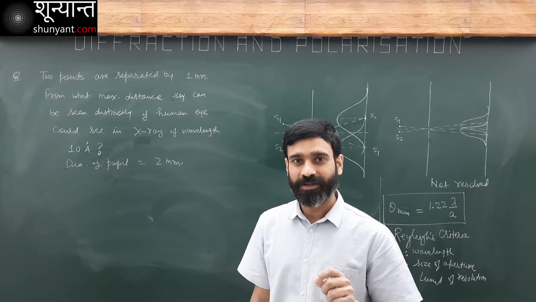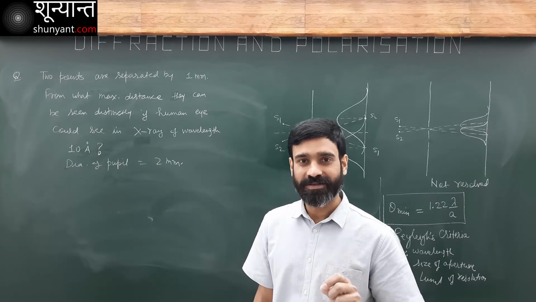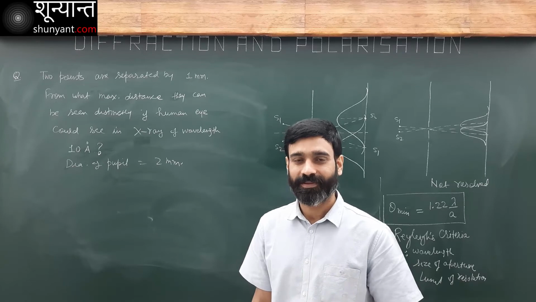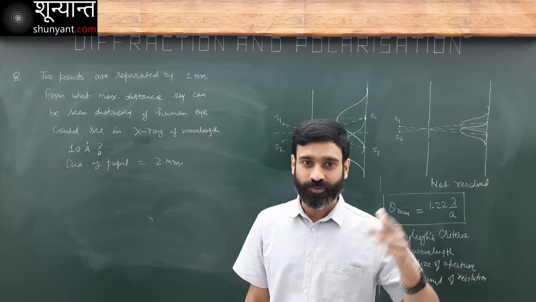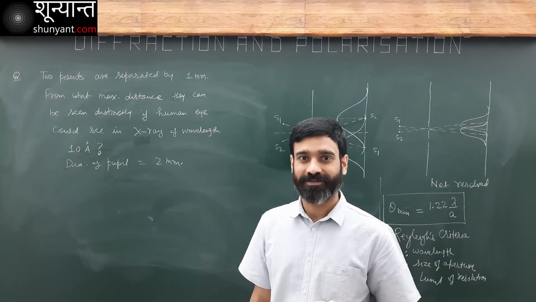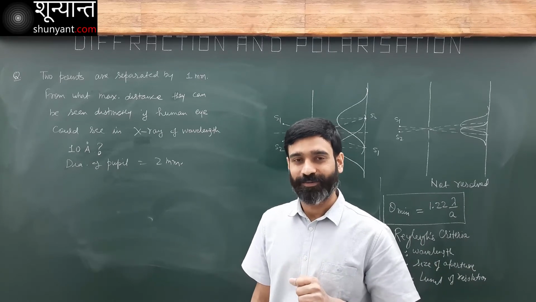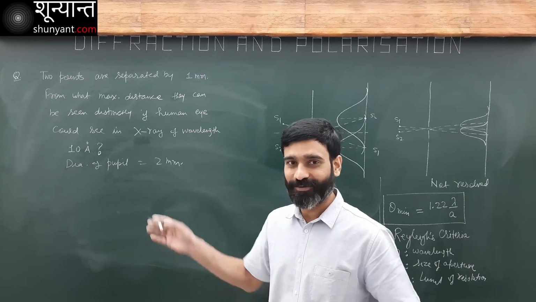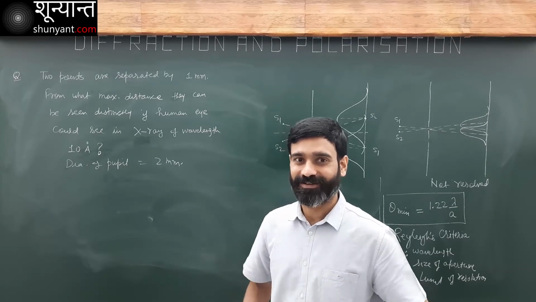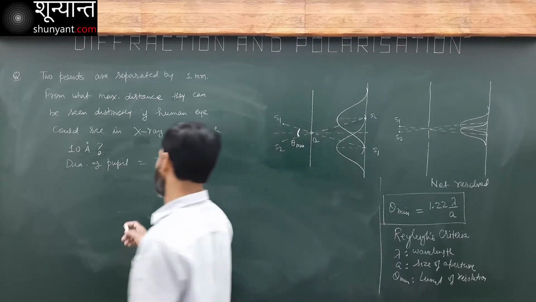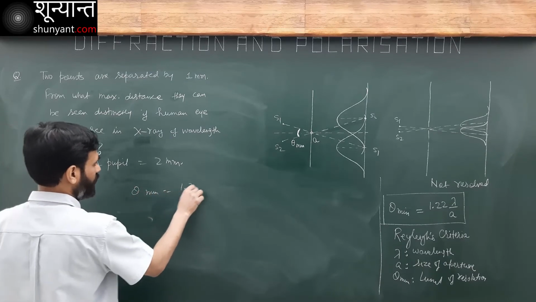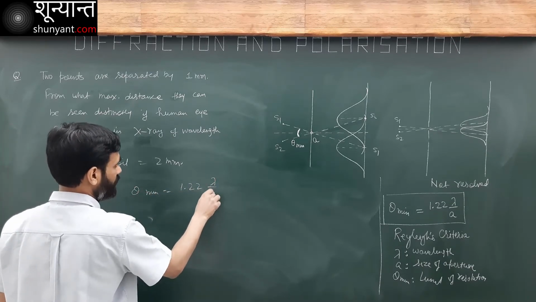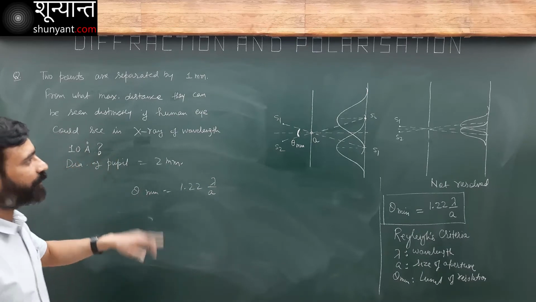What if we had this ability to see in X-rays? What do you think? That distance is going to increase or decrease? Let's try to find out. You will get an amazing answer. Try to get the answer and think about it. What answer are you going to get? Theta minimum remains the same. Theta minimum is 1.22 lambda by a.